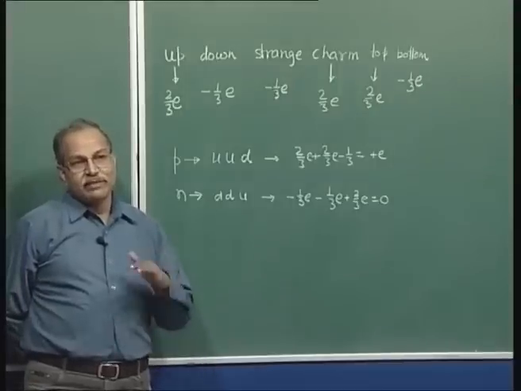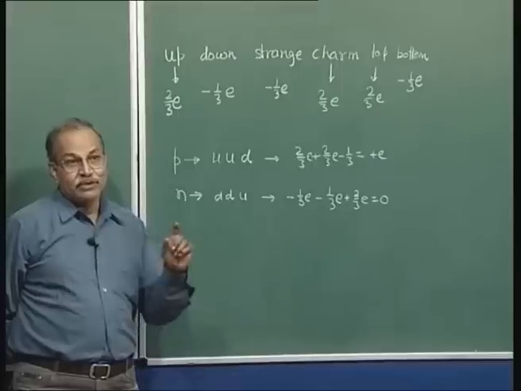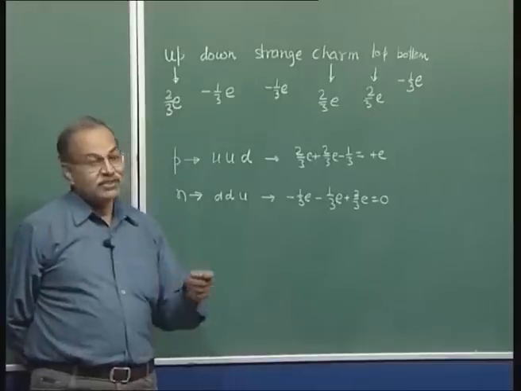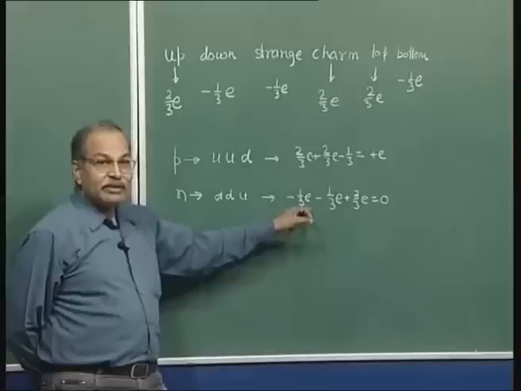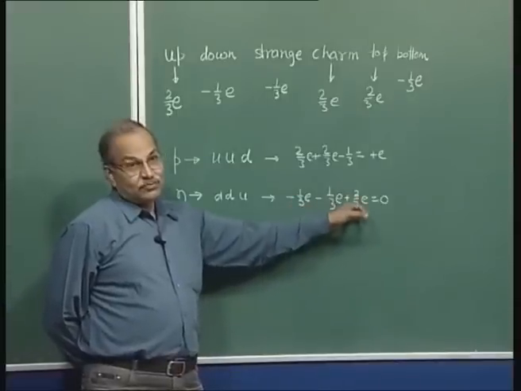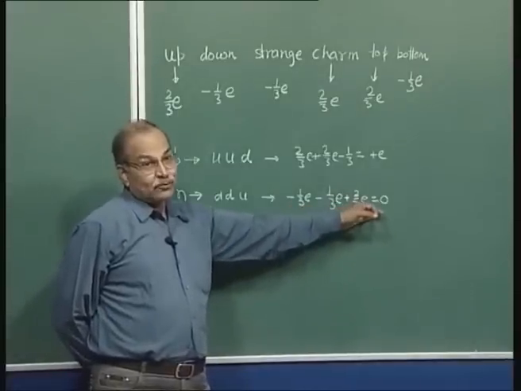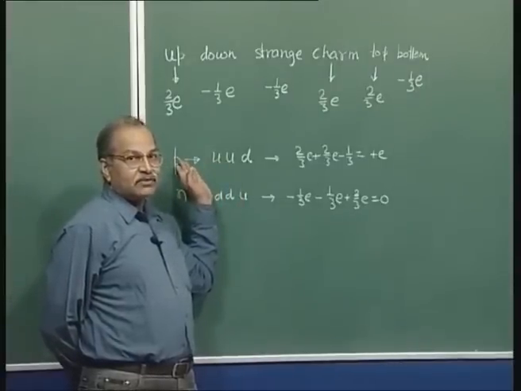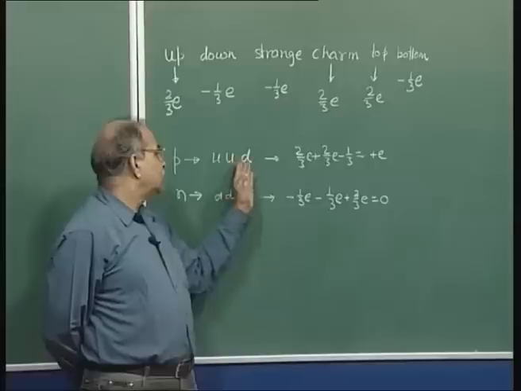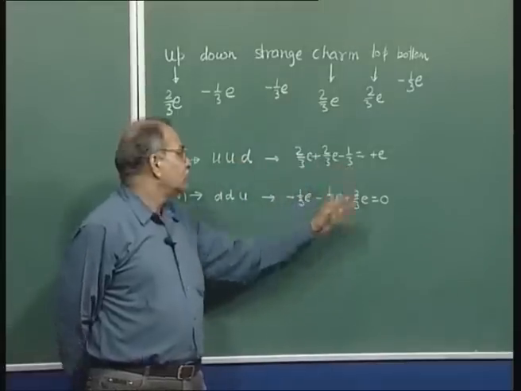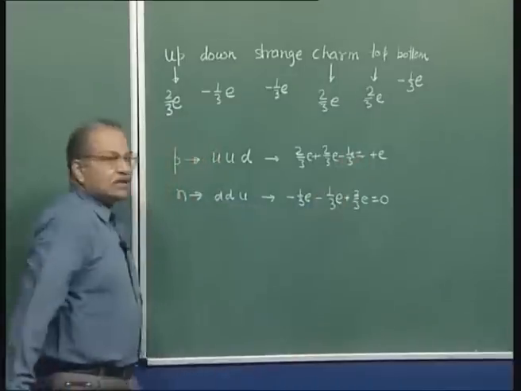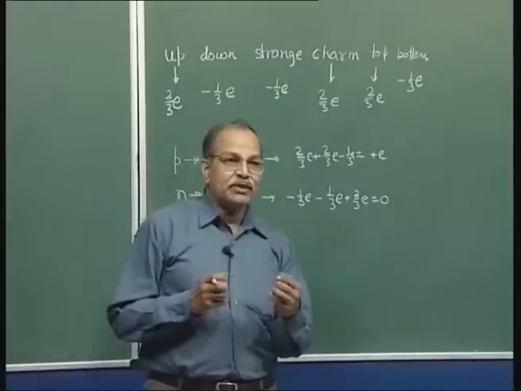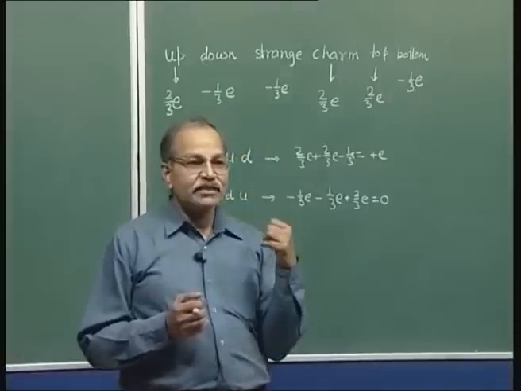This statement is to be understood in this context. The total charge on the neutron is 0, but it is not that there is no charge in the neutron. You have 3 charges in the neutron, minus 1 by 3, minus 1 by 3 and plus 2 by 3 e. Total is 0. Similarly, the proton's total is 1 unit of electronic charge, but that 1 unit comes from 3 parts, 2 by 3 e, 2 by 3 e and minus 1 by 3 e. And the forces that originate between nucleons are essentially forces between these quarks.